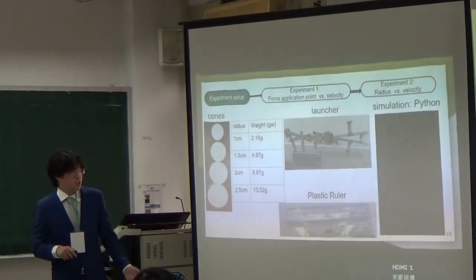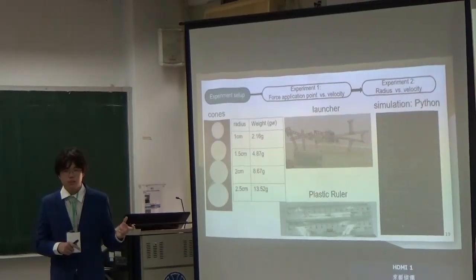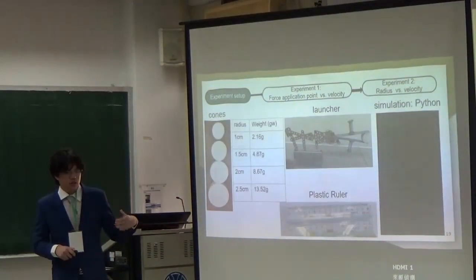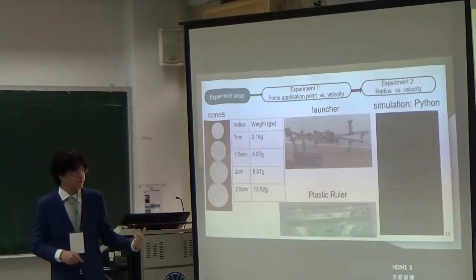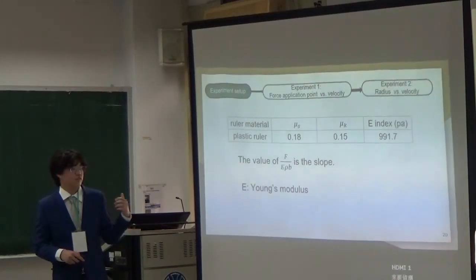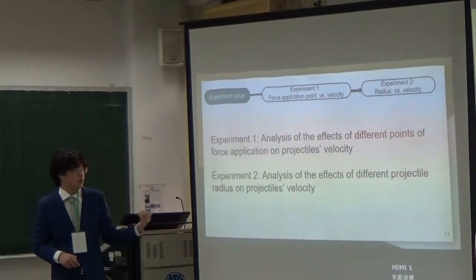This is my experimental setup. You can focus on this. This is my launcher. I made a launcher where the bisector of the lunar is horizontal, so my experiment can fit our theory. And there are a coefficient of friction and the Young's modulus involved. And there are two experiments.